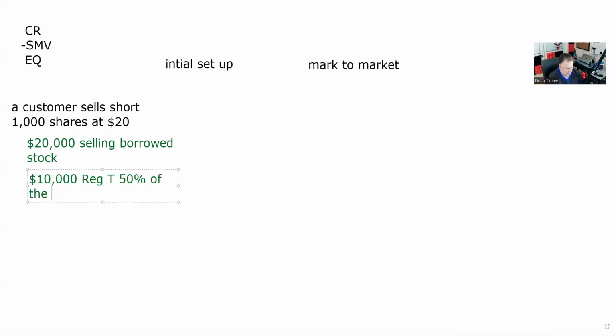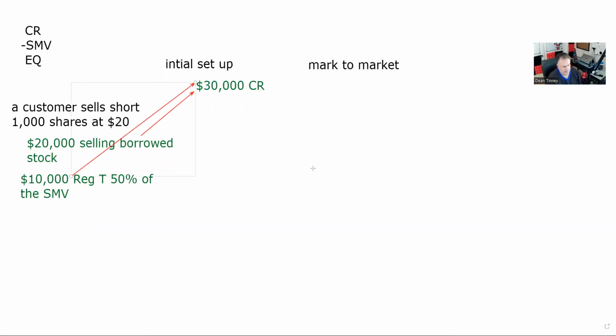And in a short account, we call this short market value to distinguish from long market value, but market value is market value. Okay, so now based on that, we can do our initial setup. We're going to have $30,000 in the credit register, cash credit balance. And as I said, what most people get hung up on is where did that come from? That came from $20,000 from selling the stock we didn't own, plus the $10,000 Reg T requirement. The second ledger line is still what we owe, but in a short account, what we owe is $20,000 worth of securities. That's the short market value.